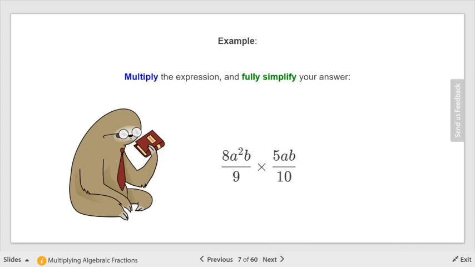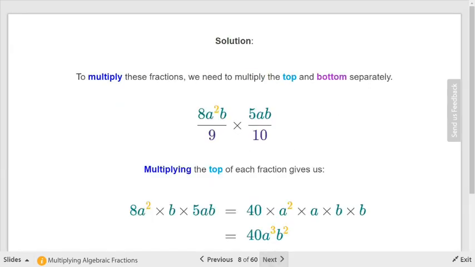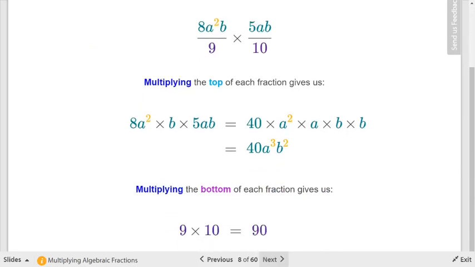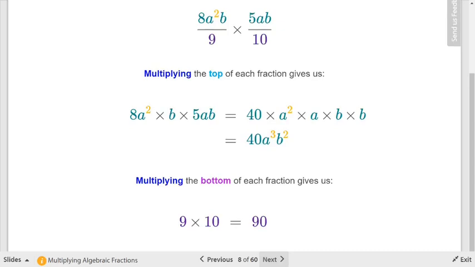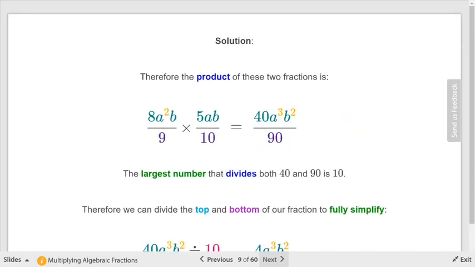Now, let's look at what they do. What they did is they multiplied everything across in the top and got 40, a to the third, b to the second. Then they multiplied across in the bottom and got 90. And then they looked at all the things that would divide evenly into 40 and 90. Okay, so which looks easier? The small numbers or the big numbers? Small. You bet. Take it piece by piece.